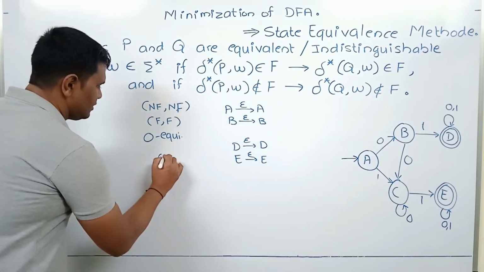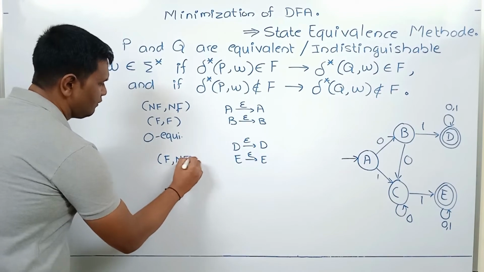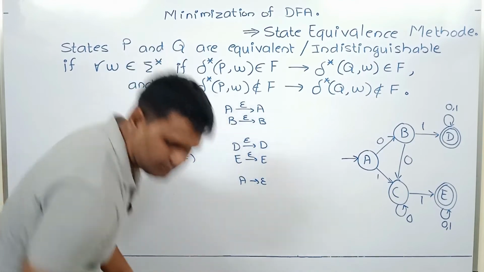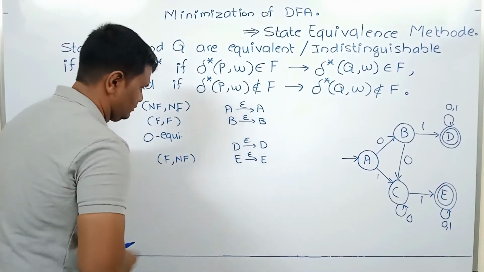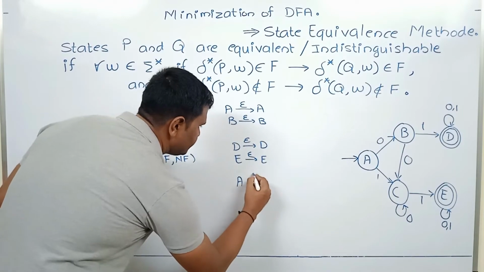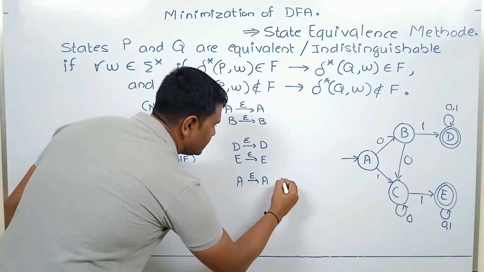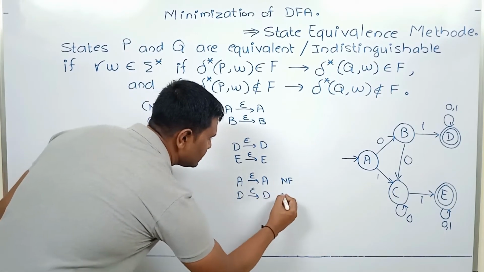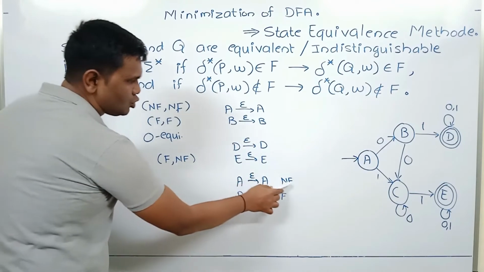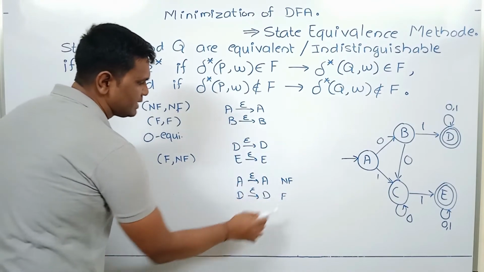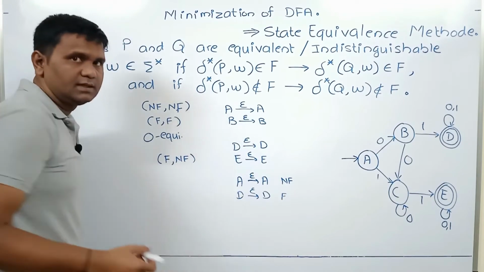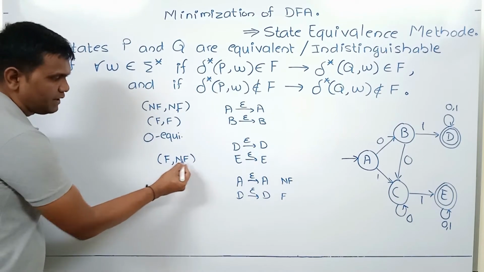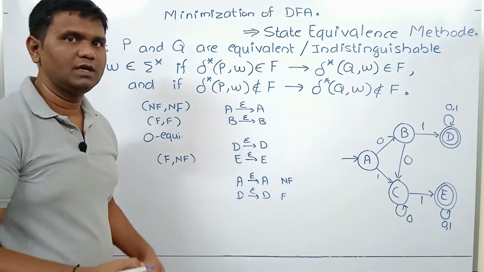Now if we consider one final state and one non-final state, A on epsilon goes to A, it is non-final. D on epsilon goes to D, this is final. A on epsilon goes to a non-final state, D on epsilon goes to a final state. So A and D are not zero equivalent. Any final state and any non-final state are not zero equivalent.